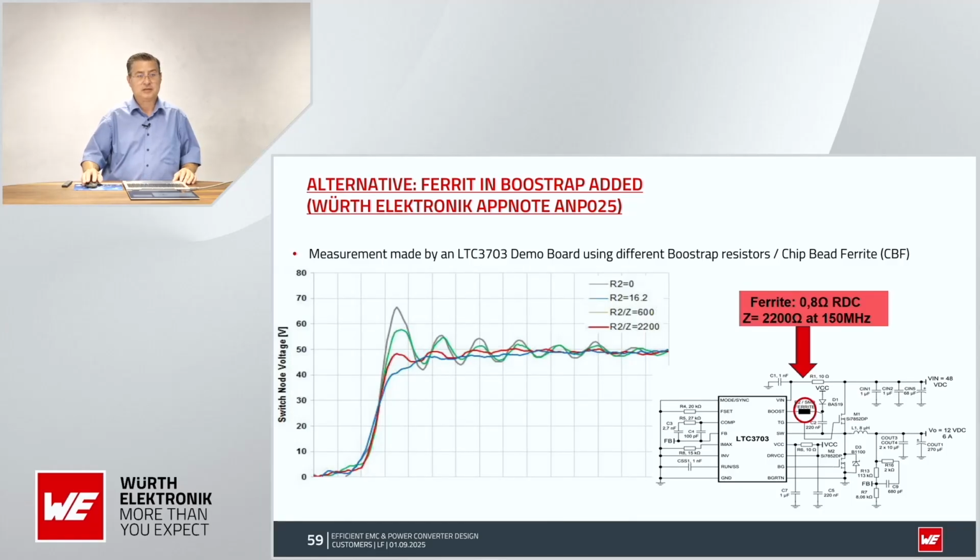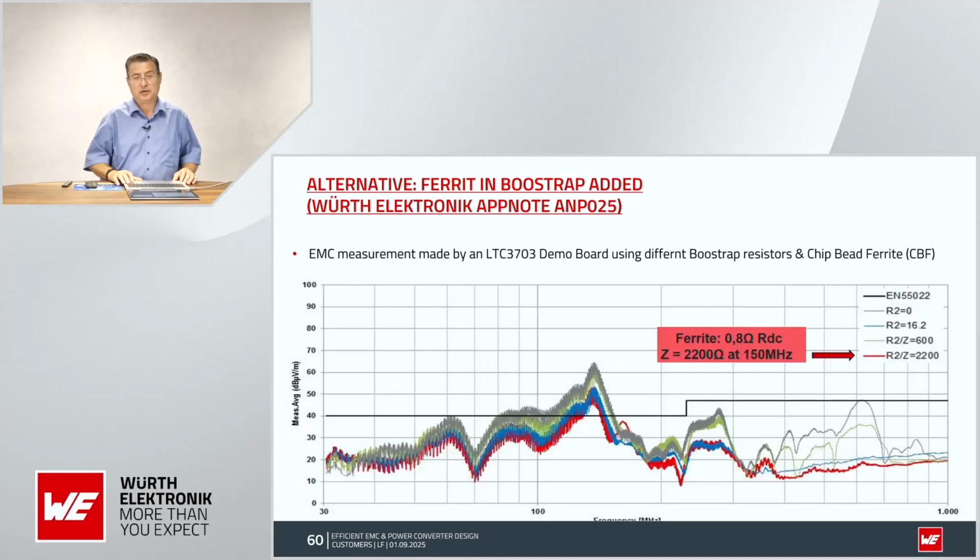You can see this is the switching node. Exactly, here is the switching node, and if it's a 0 ohm gate resistor, just use it. Or if you use a 16 ohm or 2.2 kilo ohm ferrite bead or 600 ohm ferrite bead, it will improve your EMI a lot. This is the EMI measurement on the same design, just using, instead of the gate resistor, this ferrite bead on the VCC input of the IC for the driver, and that is a lot of improvement in the high frequency.